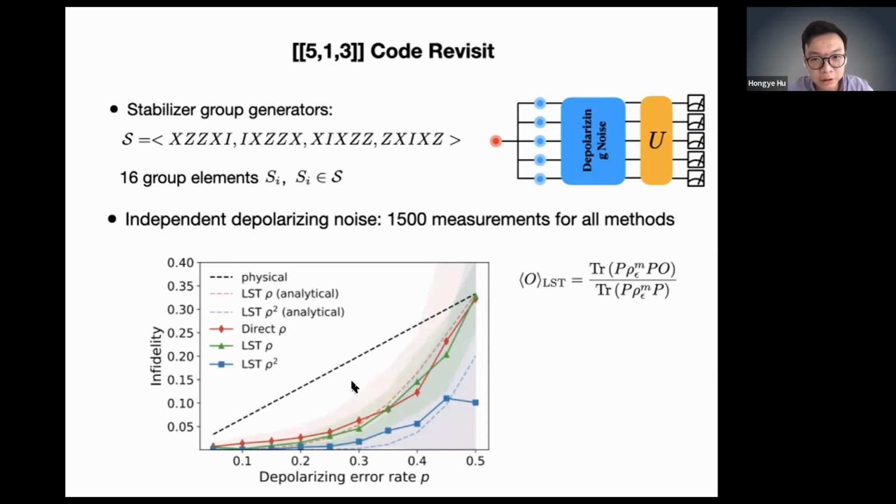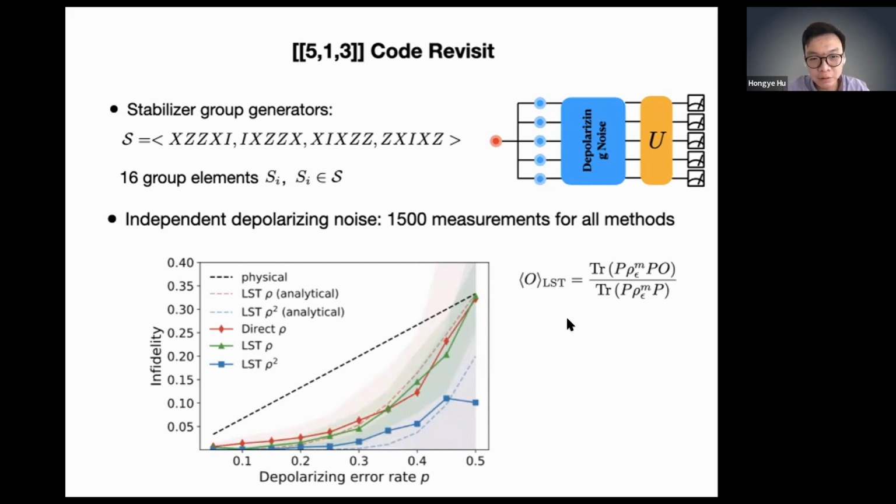Well, if we use the logical shadow tomography with the same amount of measurement, this green shady area, as we can see, is dramatically reduced. And in addition, with the same amount of data, we can also estimate logical shadow tomography with rho squared. And this is indicated by this blue line. Since we only have one copy of the system, the traditional virtual distillation cannot be applied. So this is a really small system where the subspace expansion can be applied.